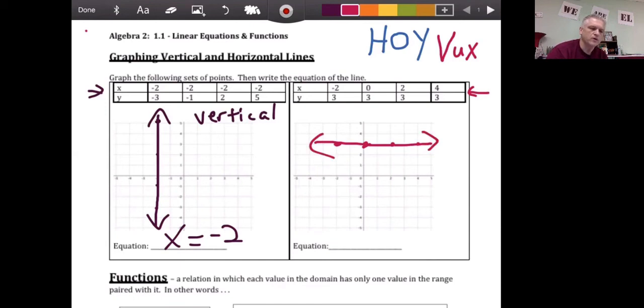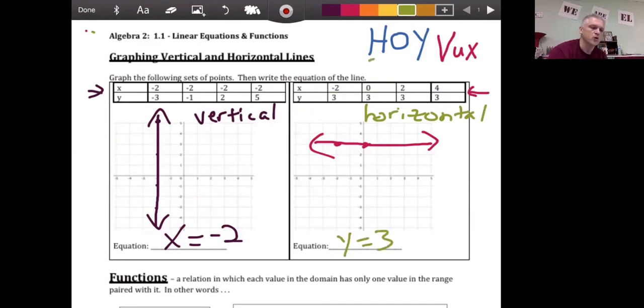Okay, and now as far as the line, the equation here, hopefully some of you, if not all of you, have kind of figured out, oh wait, this was a horizontal line. Horizontal lines have a 0 slope, and they have an equation of y equals a constant. Well, if you look at this table, you notice that the y coordinate is always 3. So your equation here is going to be y equals 3.